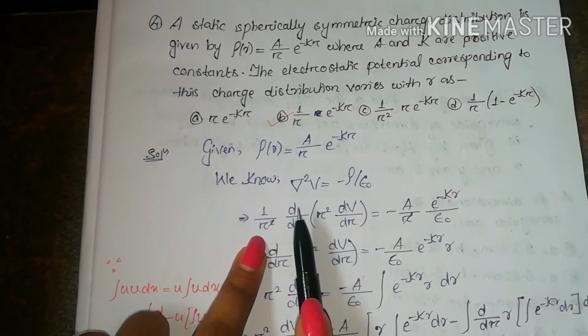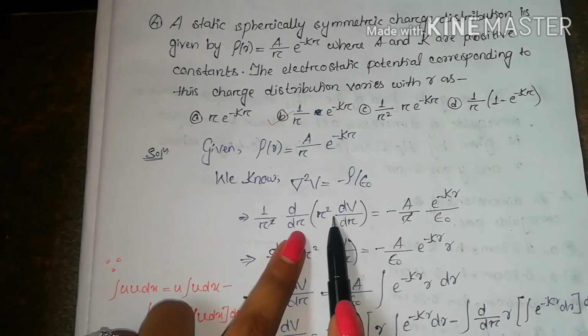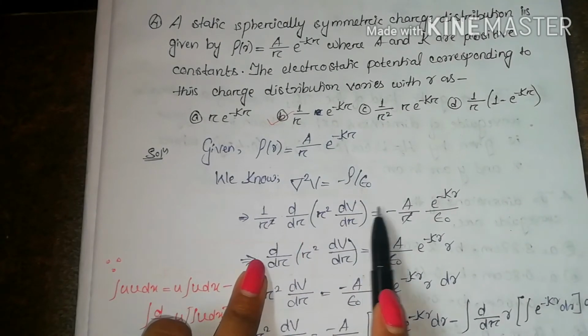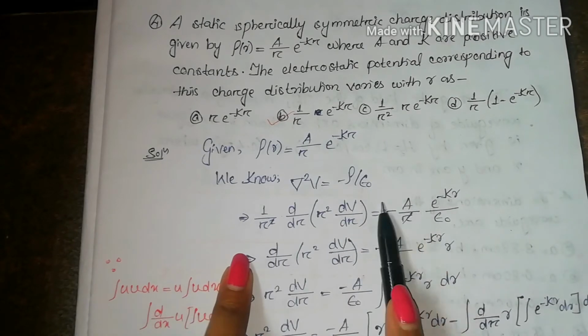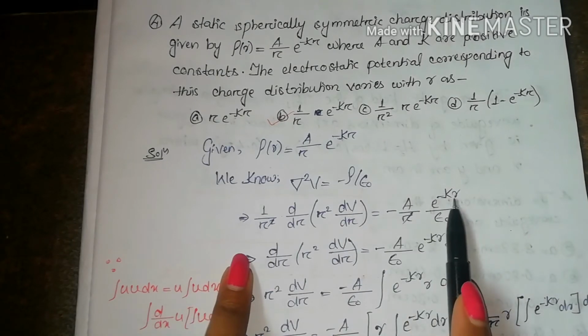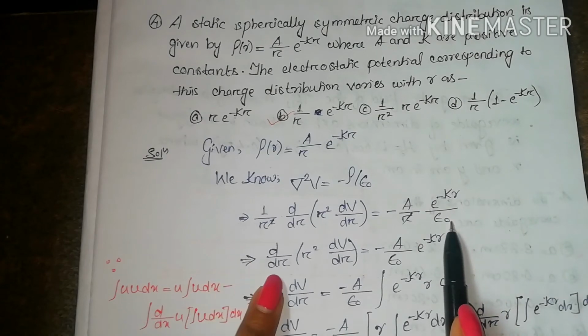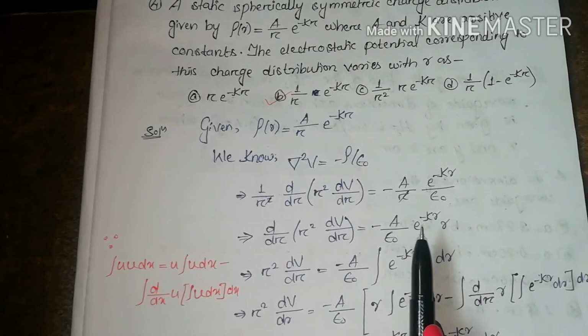So del square V will be 1 by r square d dr of r square dV dr. This we can write as del square V, which is equal to rho, that is, minus a by r e to the power minus kr, with epsilon naught as it is. Now what will we do?